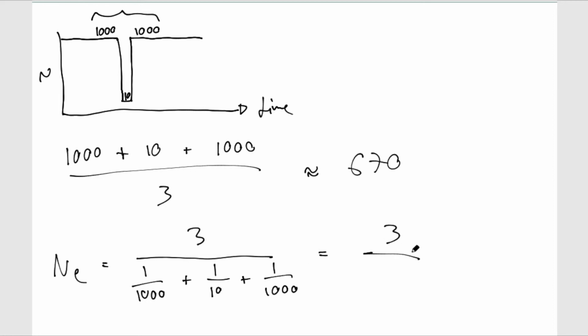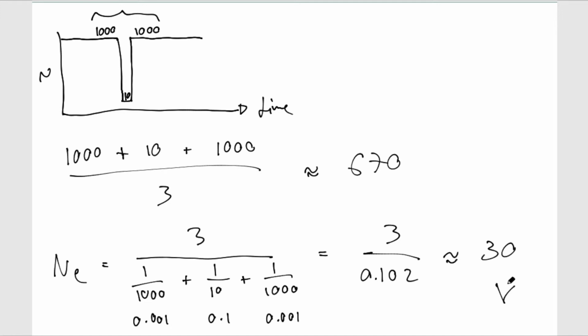And if you calculate this, very easy to see, right? This is 0.001, this is 0.1, and this is 0.001. So taken together, right, these are 0.102. And that is approximately 30.